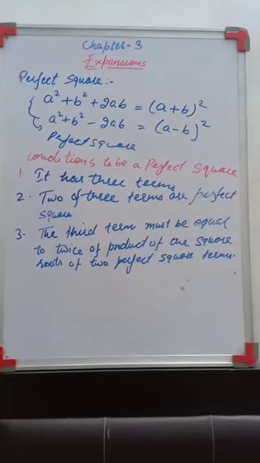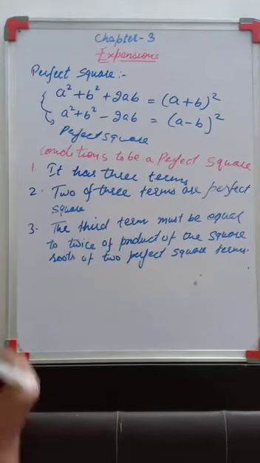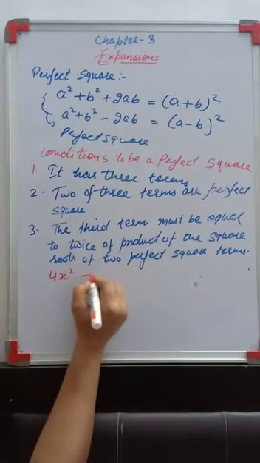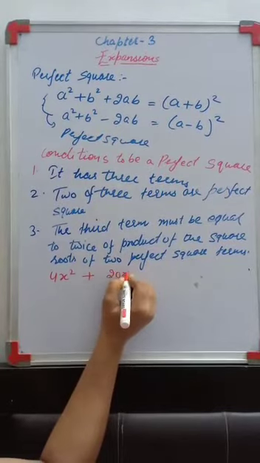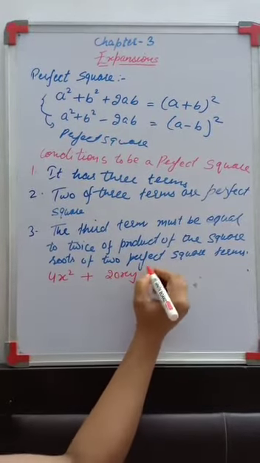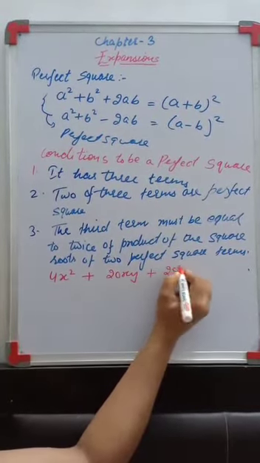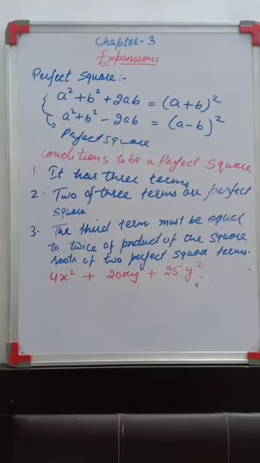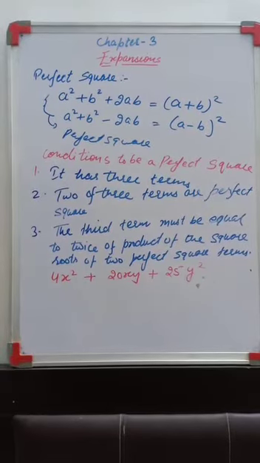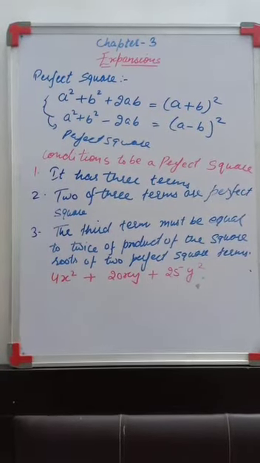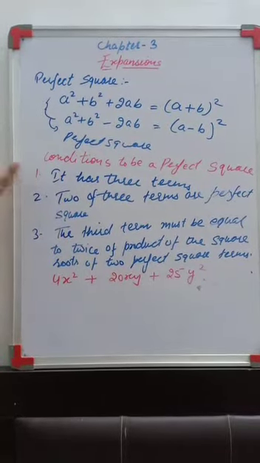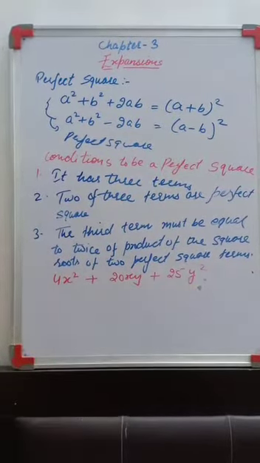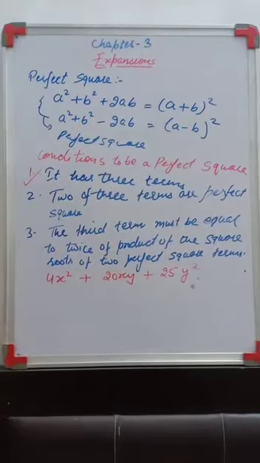For example, I am taking an equation: 4x square plus 20xy plus 25y square. See, this is the equation and I want to check whether it is a perfect square or not. Now I will go one by one. My first condition is that it has three terms. So does it have three terms? Yes, 1, 2, 3. That means my first condition is satisfied.